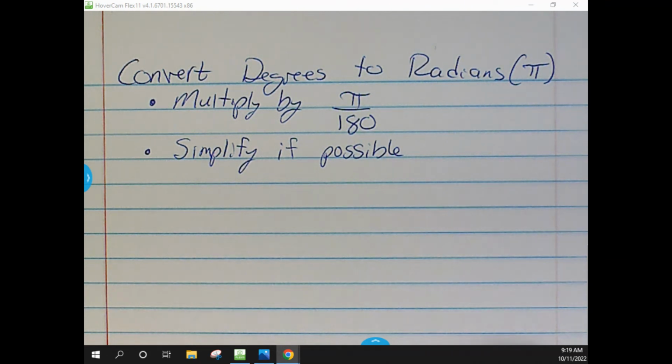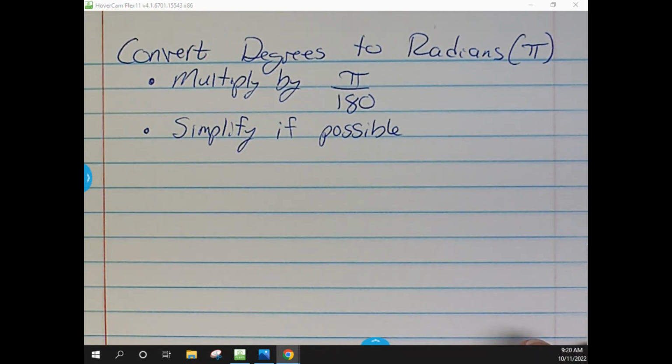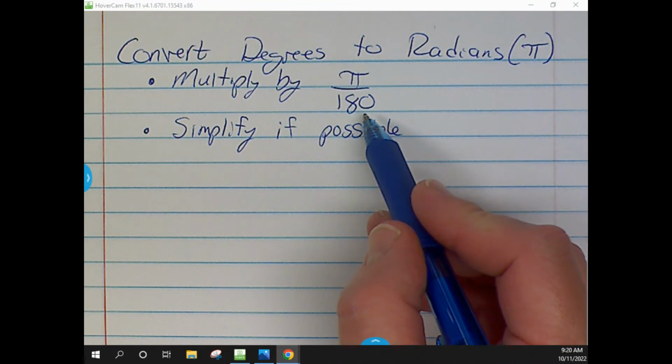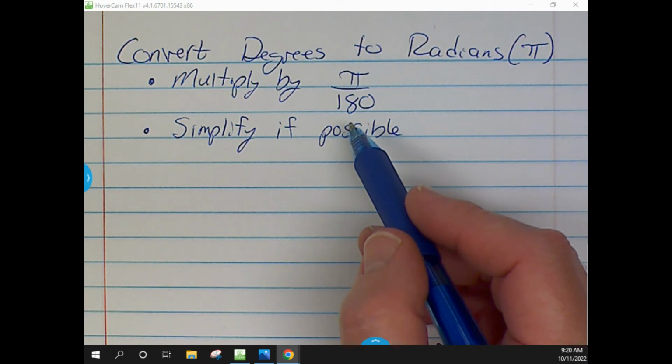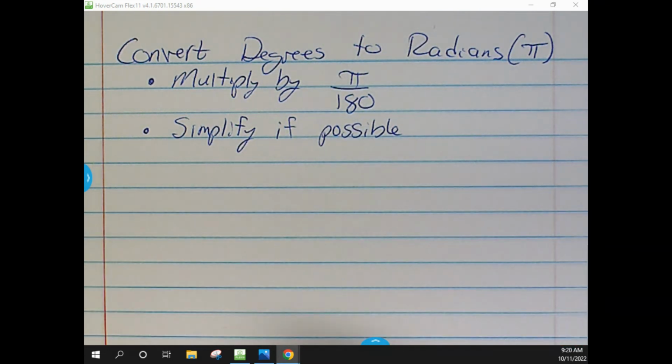I would say in almost every case you'll be able to simplify at least something out of it, whether it's a 2 or a 3 or a 0, because with 180 you've got a million different numbers you can divide into it. You can do 2 times 90, 3 times 60, 4 times 45. You can do 5, you can do 6. Can't do 7. You can do 8. No, you can't do 8. But you can do 9, 10, 12. There's a ton of numbers you can divide out of 180. So the chances of simplifying a fraction in this case are pretty high.